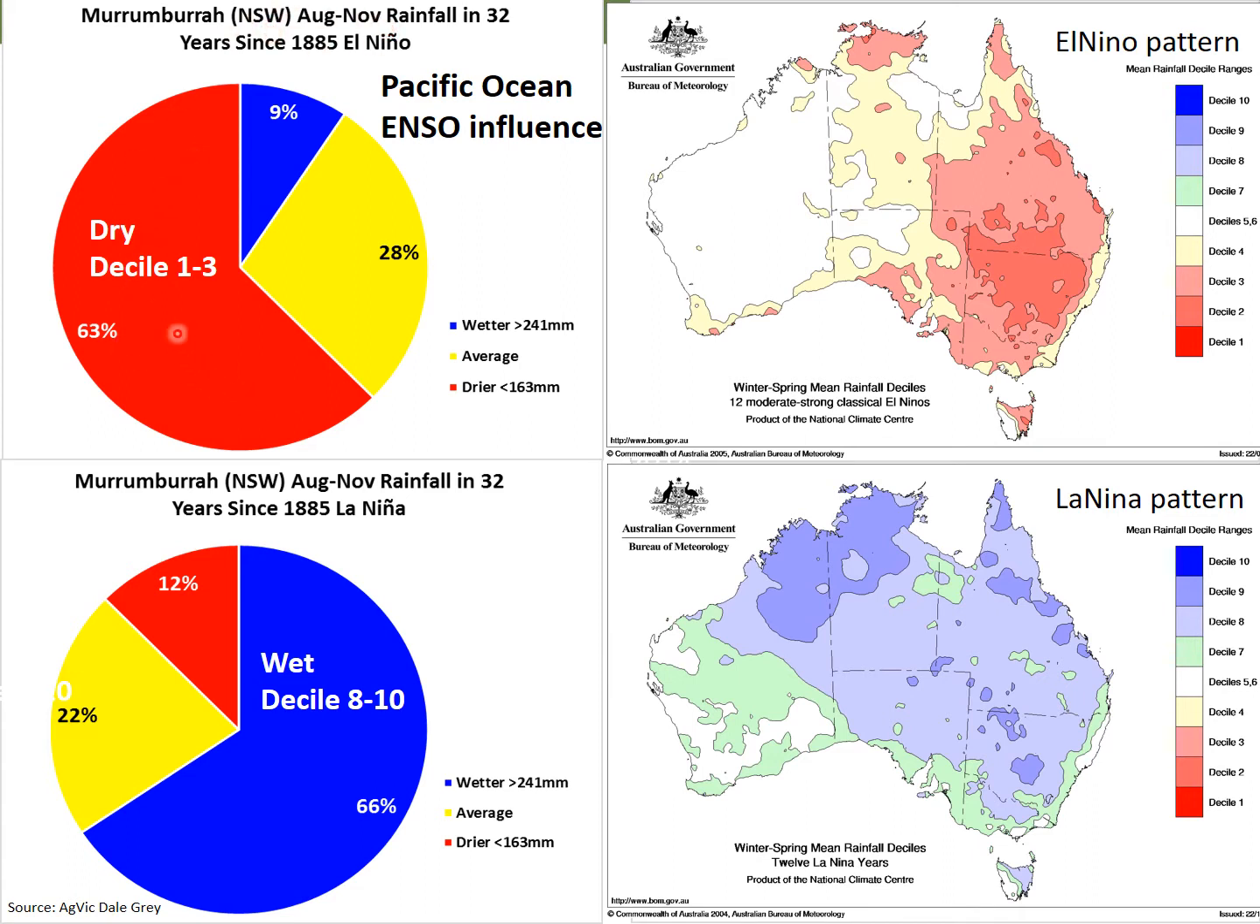So it does increase the chance of dry, but what's important is that when there's been an El Nino, not all of them have been dry. There's actually a third of years that have been average or even a bit wetter. So certainly changes the odds, but doesn't guarantee dry.